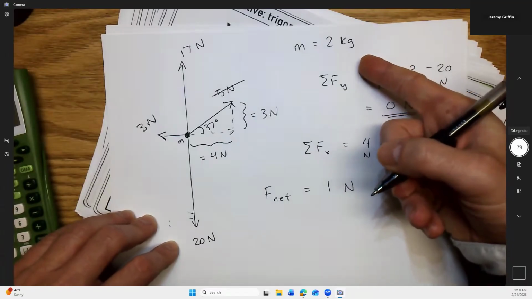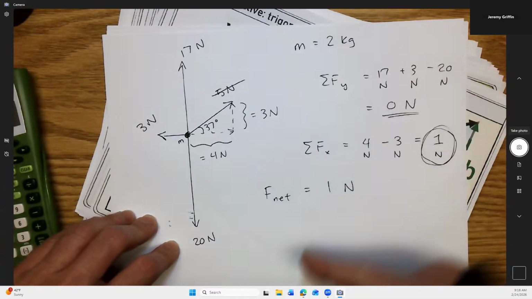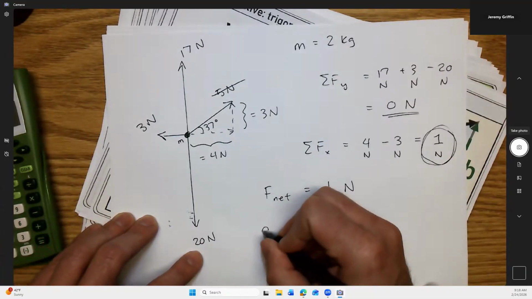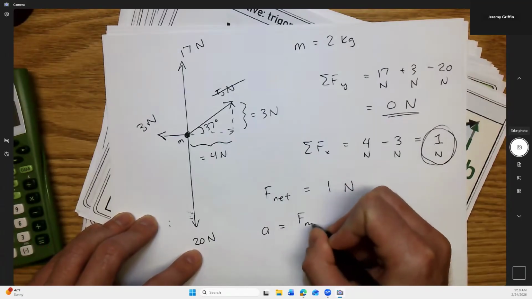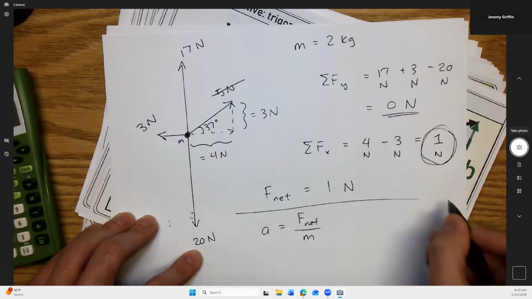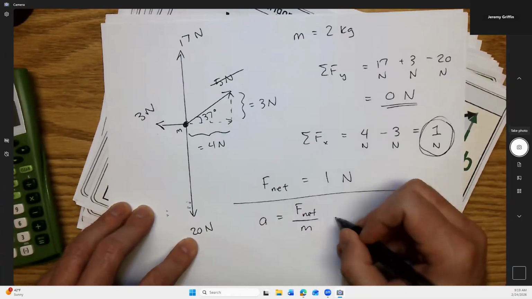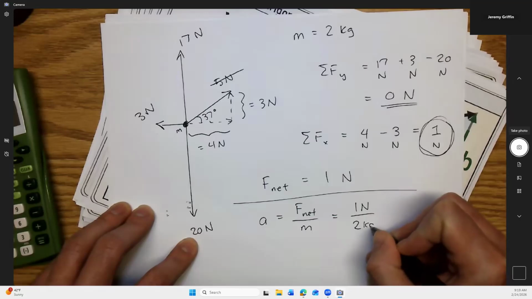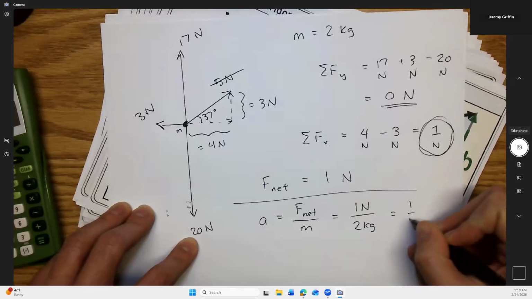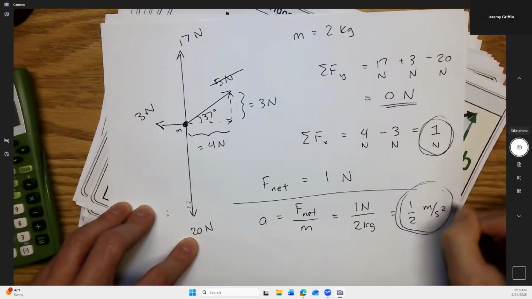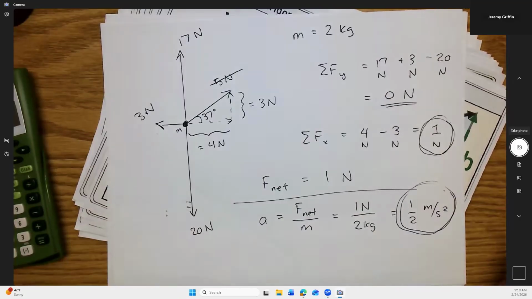Ooh, what law of motion am I about to bring up next? Yeah, F equals ma. So acceleration is net force over mass. That's Newton's second law, isn't it? So we've got a 1 newton force acting on 2 kilograms, so it's going to be accelerating at 1/2 of a meter per second squared. Now that's the acceleration. All right, guys, good so far?